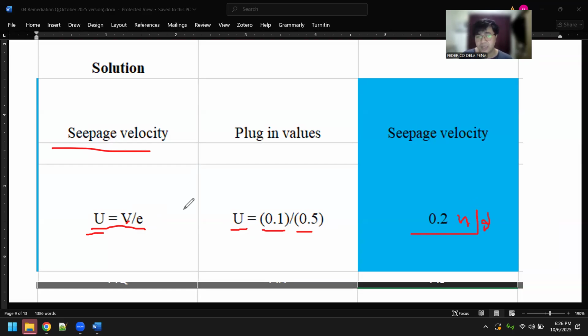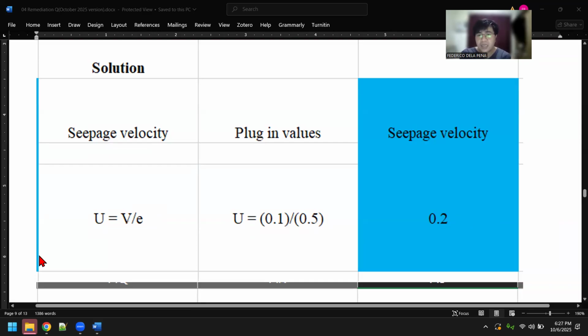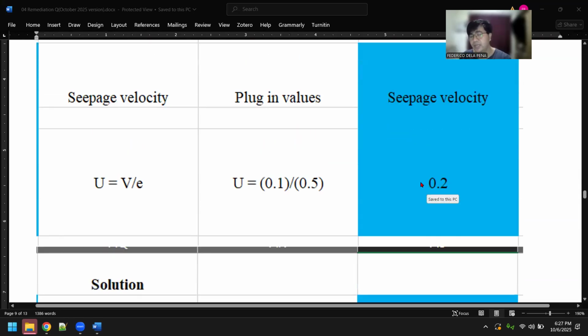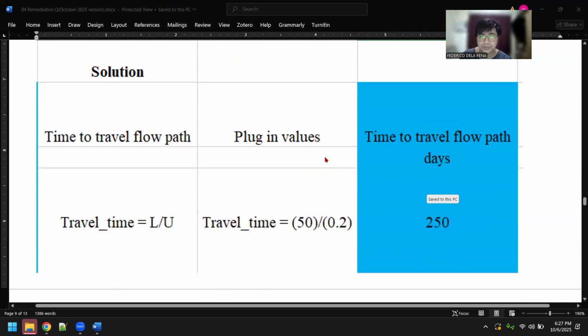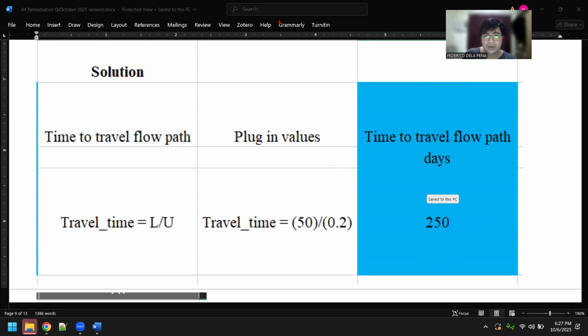Okay. So again, this is substantially faster than the Darcy velocity, but still it is quite slow. It would take 5 days to move 1 meter. And finally, we can now calculate the time needed for the contaminant to travel downstream into the river, right? You simply divide the length of the travel path by the seepage velocity, and we get something like 250 days.